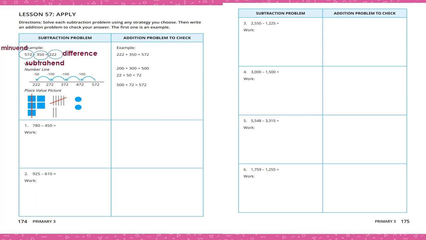Example 1. 572 minus 350. You should know the first number in the subtraction operation is called the minuend. The minuend, okay? And the second number is called the subtrahend. And the result is called the difference. Like the multiplication operation, factor times factor equals product. Like the division operation, dividend, divisor, quotient, okay, and so on.